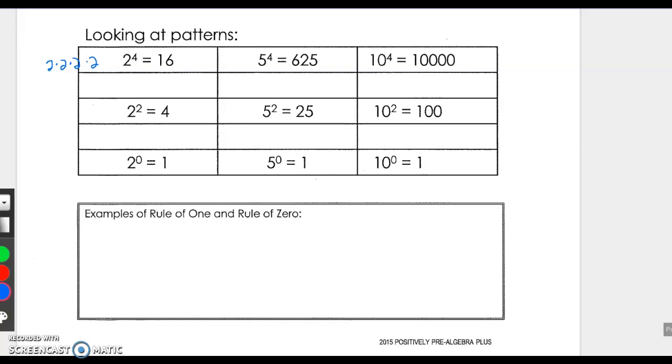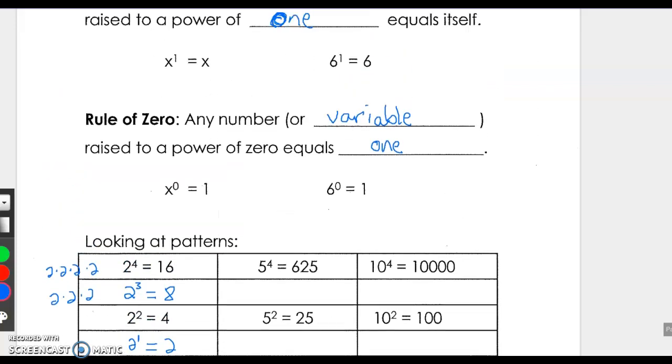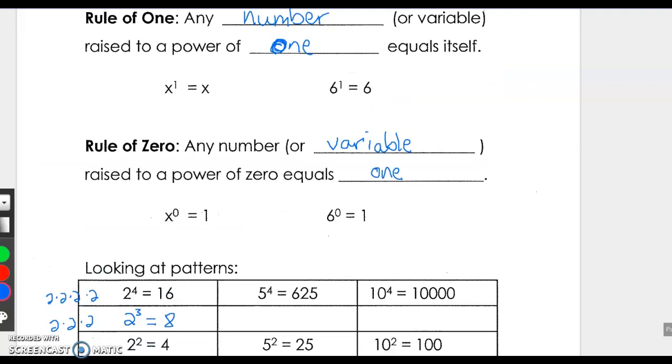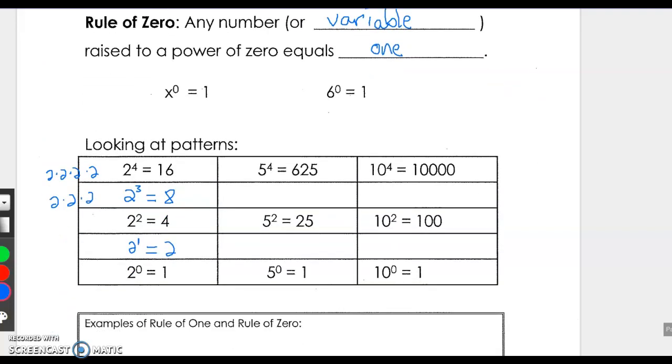2 to the second power is 4. 2 times 2 is 4. Let's say I'm putting some numbers in here for a pattern. What does 2 to the 3rd equal? Well, 2 times 2 is 4, times 2 is 8. If I go 2 to the 1st here, what is that going to equal? According to our rule of 1, any number raised to a power of 1 equals itself.